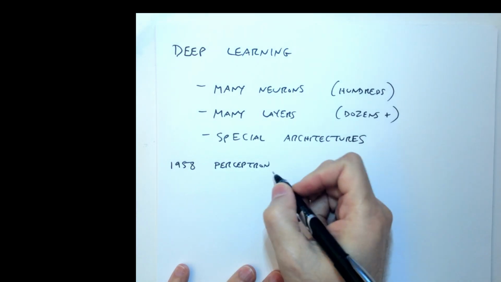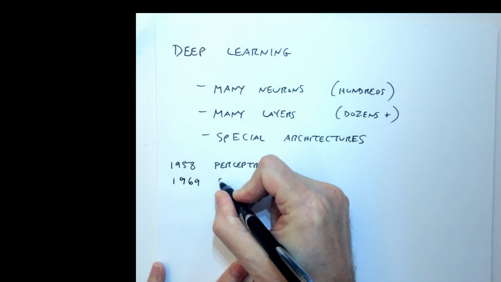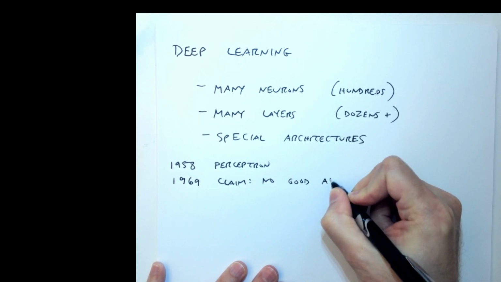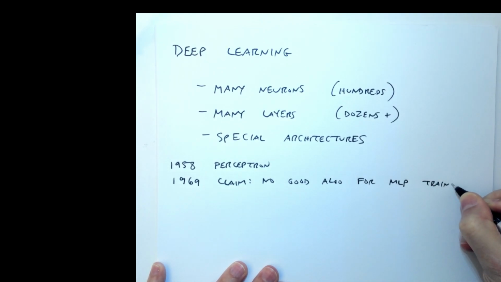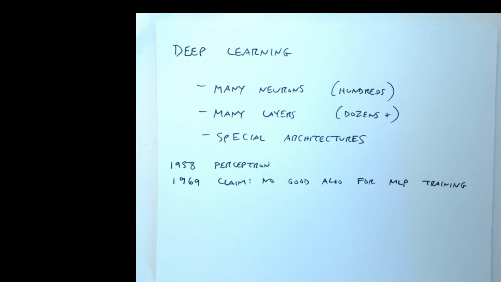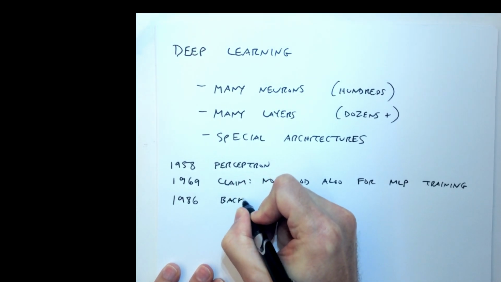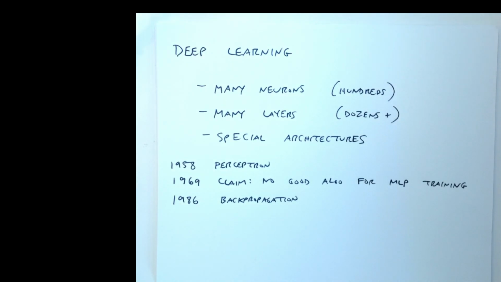So when the perceptron was proposed, let's say 69, there was a claim that no good algorithm for MLP training existed, which as we know is not really true, but that put some cold water on the idea of using these multi-layer perceptrons for some time, right? Then in 1986, backpropagation showed how this training could work and how it could work in an efficient way.